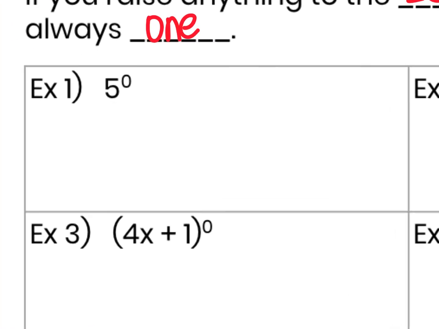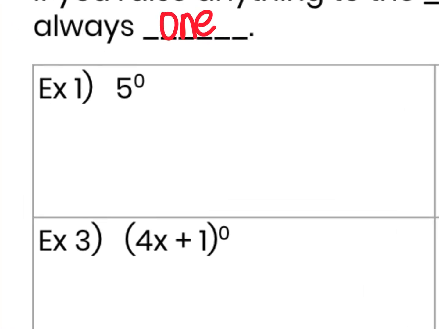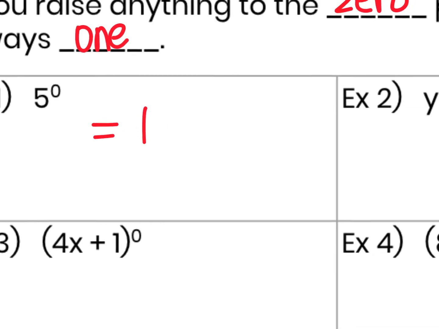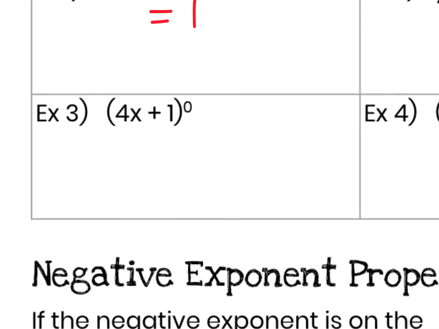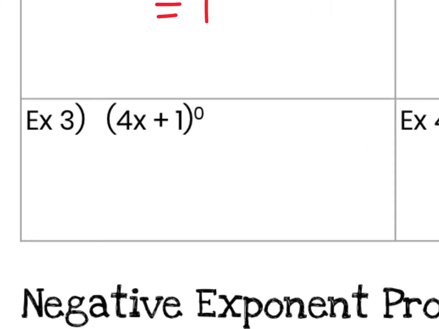So for example, 5 to the 0 power, it's easy, equals 1. Y to the 0 power, a different letter, still equals 1. Now an expression, 4x plus 1, but you see how the entire thing is in parentheses? So if it's raised to the 0 power, it still equals 1.